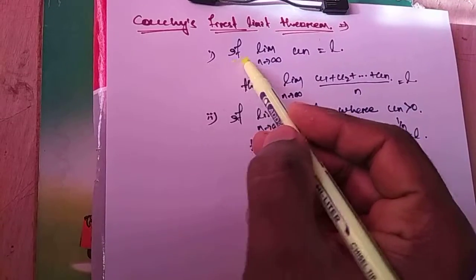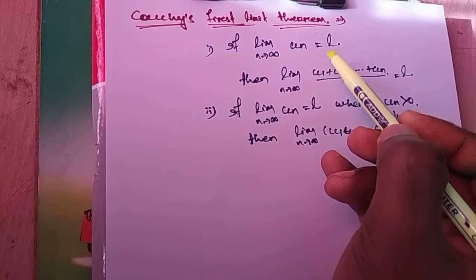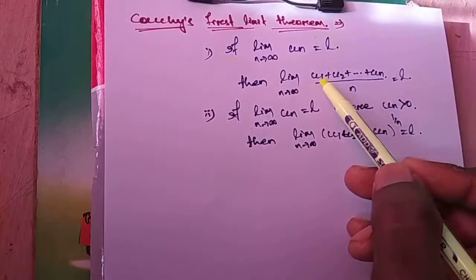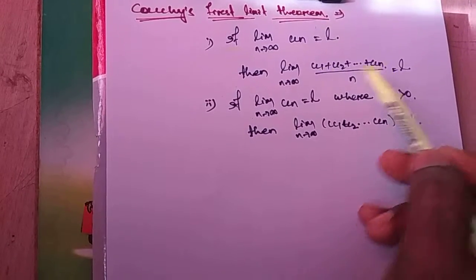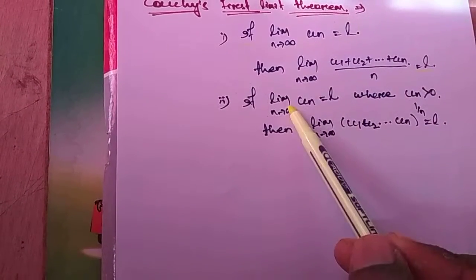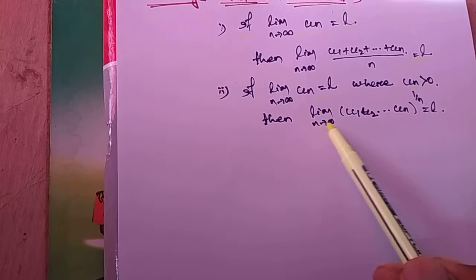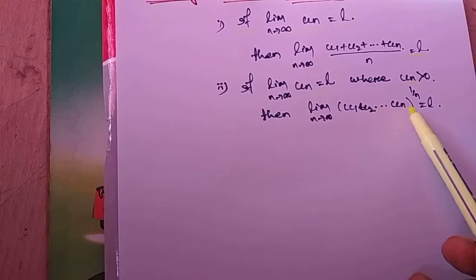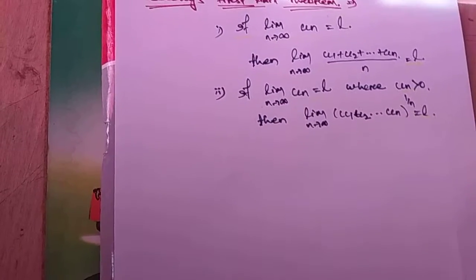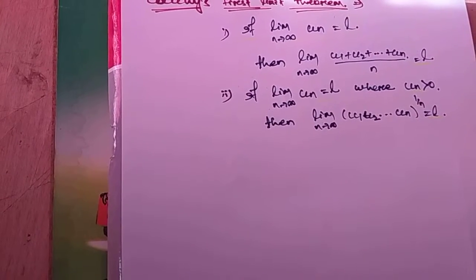First point, what is this? If limit n tends to infinity un equal to L, then limit n tends to infinity (u1 plus u2 plus and so on up to un) divided by n equal to L. And similarly, if limit n tends to infinity un equal to L, where un is a positive sequence, then limit n tends to infinity (u1 into u2 and so on up to un) whole to the power 1 by n equal to L. Okay, so to understand this, we should do some examples.